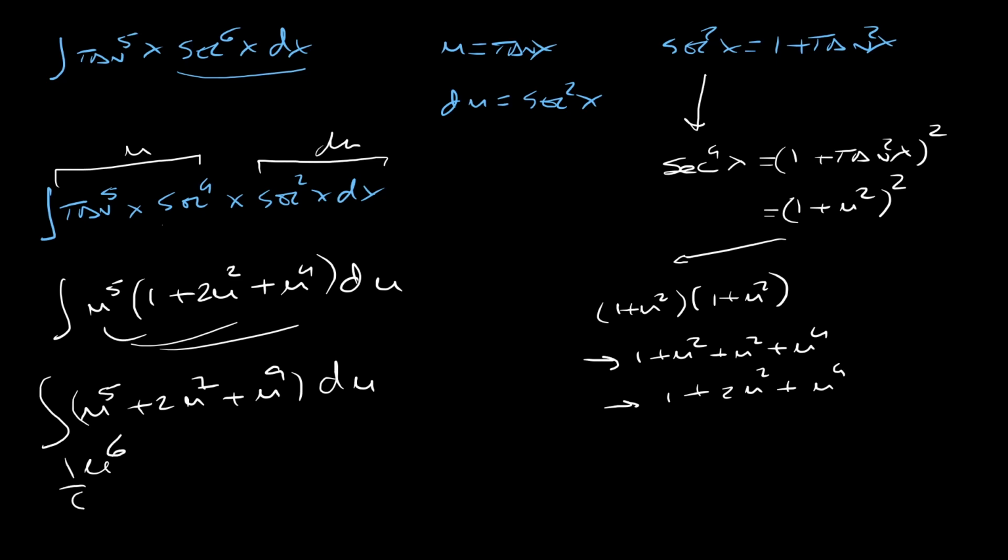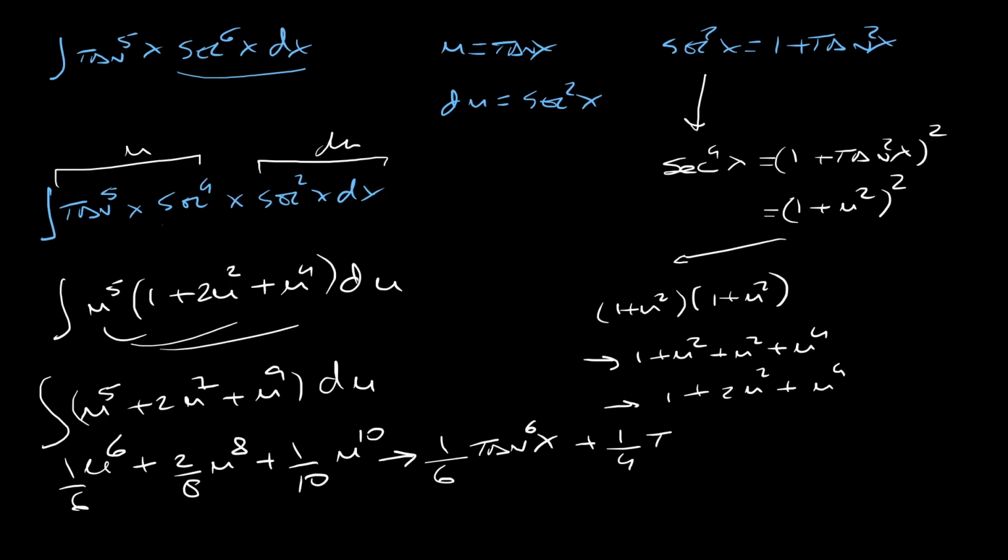So this is 1 divided by 6 u^6 plus 2 divided by 8 u^8 plus 1 divided by 10 u^10. Getting the terms back together, it's 1 sixth, u is tan x, so tan^6 x plus 2 divided by 8 is 1 fourth. So 1 fourth tan^8 x plus 1 divided by 10 tan^10 x plus c. This is your final answer.